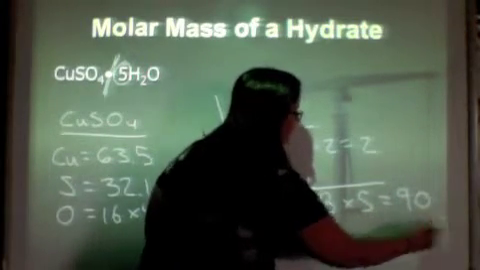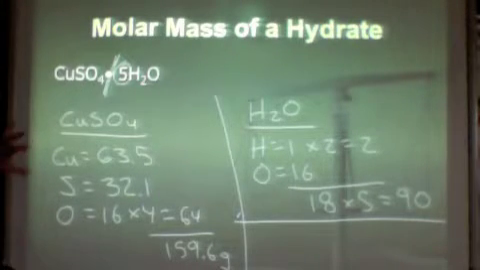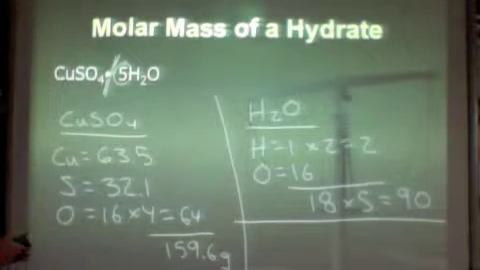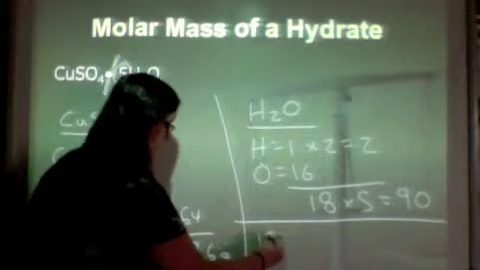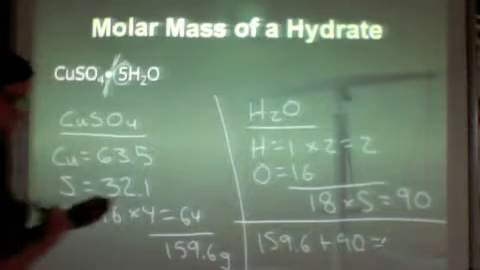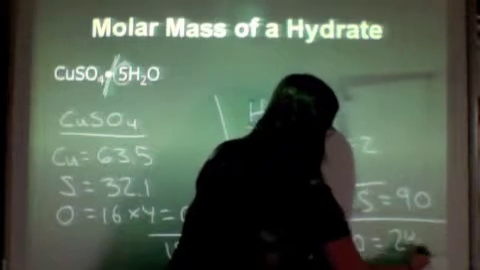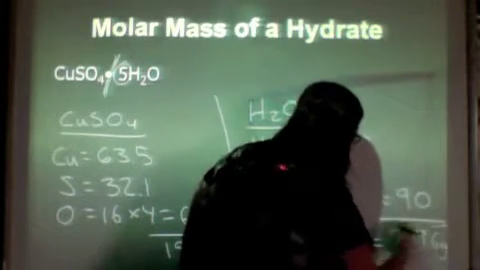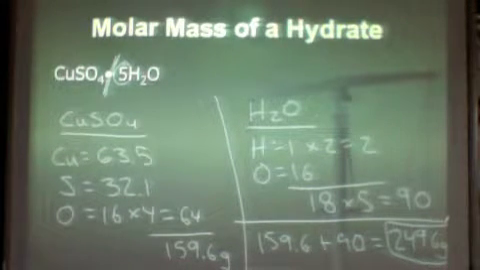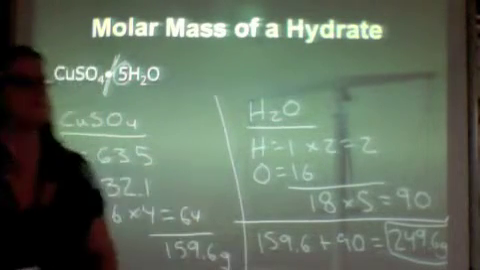is 90. So then step 3 is to simply take the mass of copper sulfate and add it with the mass of 5 waters. This dot does not mean to multiply. Okay? So you're going to simply do 159.6 plus 90. So that gives you an answer of 249.6 grams. Again, step 1, mass of the ionic compound. Step 2, mass of the water. Step 3, add them all together.